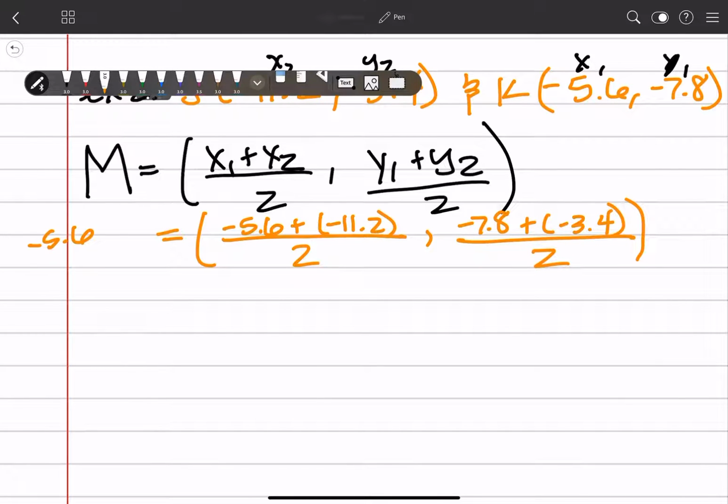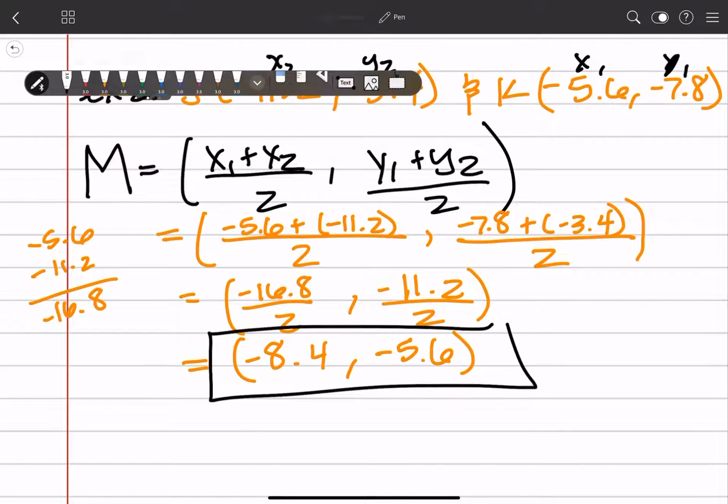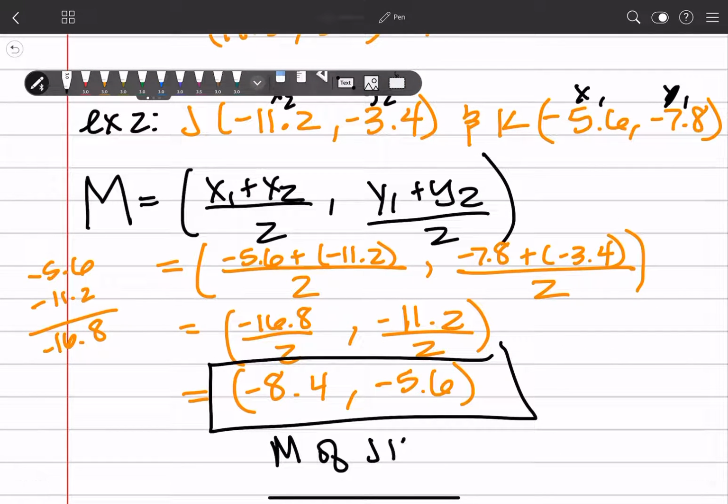So it's adding negative 11.2. Same signs, you're just going to add them in, 0.8, negative 16.8. So it equals negative 16.8 for this one. You're going to still have to divide it by 2. And then this one, your Y values becomes negative 11.2 all over 2. And it gives you negative 8.4 and negative 5.6. And this right here is your answer. It is the midpoint of segment JK.